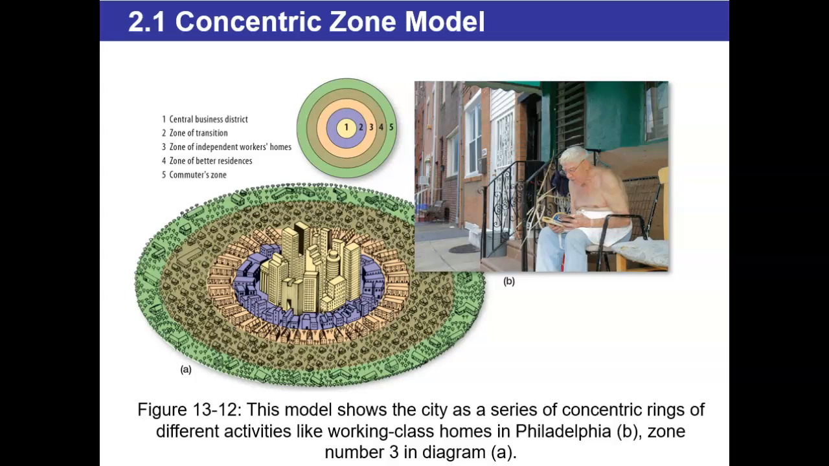This model, shown in Figure 13-12 that you can find on page 466 of your textbook, is modeled after the city of Philadelphia. You can see in the second image, image B, that this is the zone of working class homes in Philadelphia.